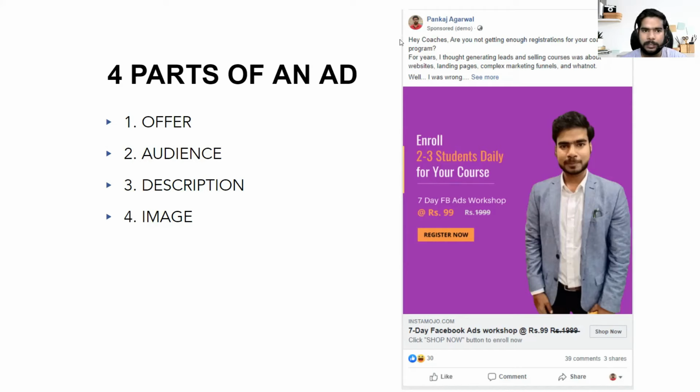The image can be an image or a video, whichever you are seeing. Then the audience: we know whom we want to show our ads to, and we define a criteria for that. Offer: what is it that you want to offer? Are you offering a free workshop for coaches where you are teaching something? Are you offering some e-commerce products, let's say a mobile cover? What exactly are you offering? That is also as important as everything else.